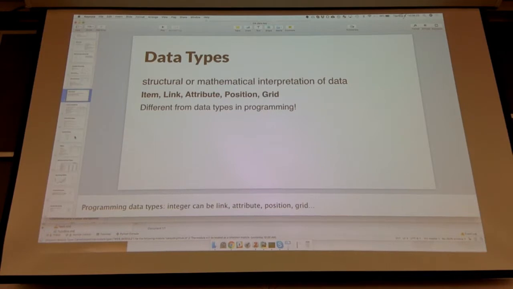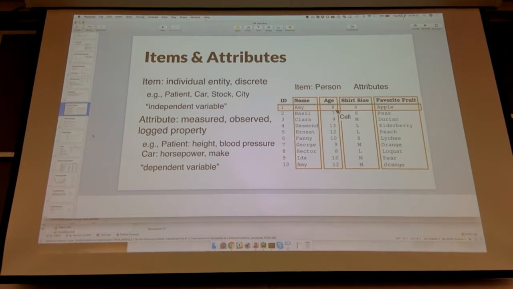In terms of data types, we had these different things like items, links, attributes, positions, and grids. And then we went through those. We talked about items and attributes and their relationships. So the items are the independent variables, usually the rows in the table, things that are actually unique in the world, like a person or a purchase or a car or a product or anything like that. And the attributes are observations about those items, like the height of a person, the price of a product, the products bought in a purchase, and so on.